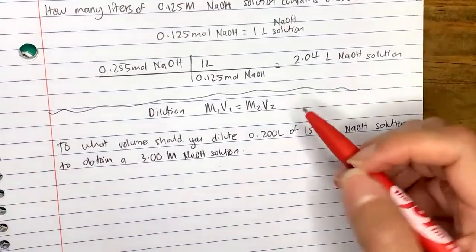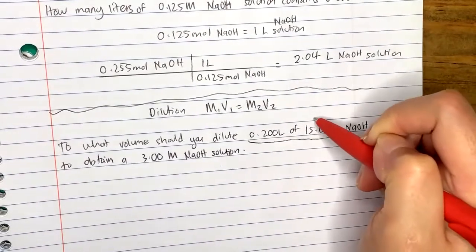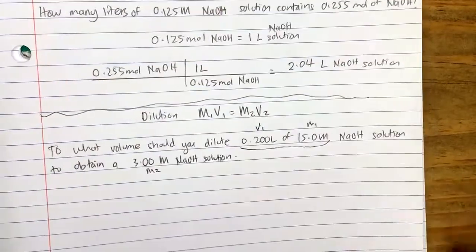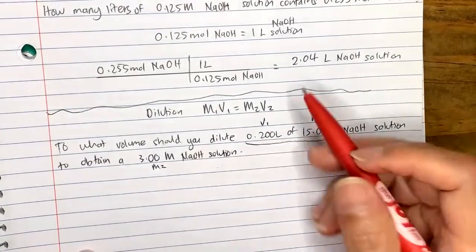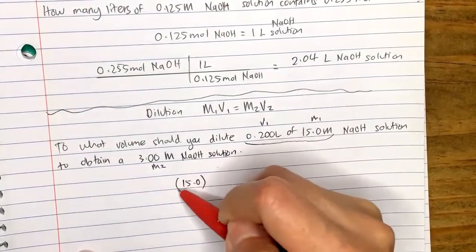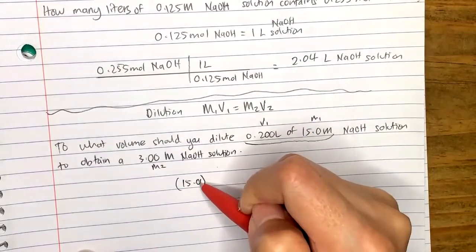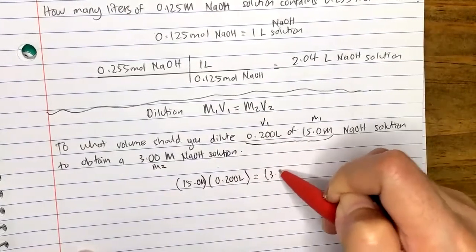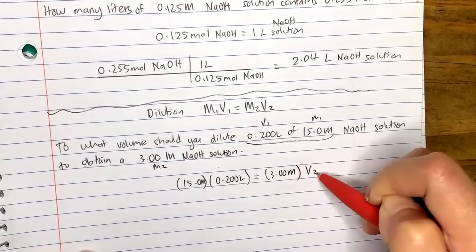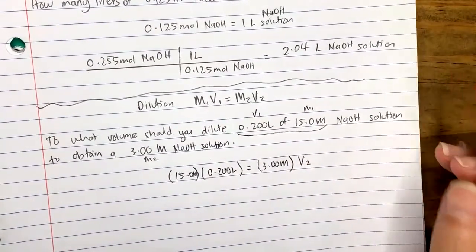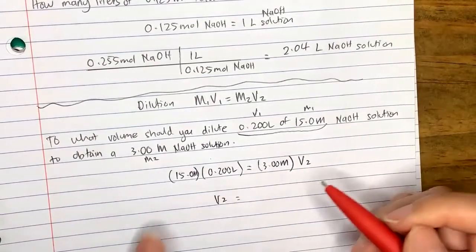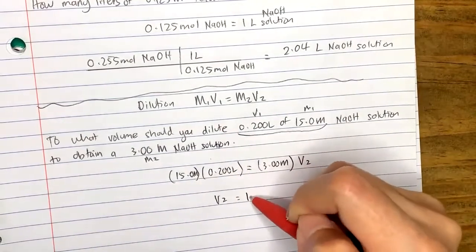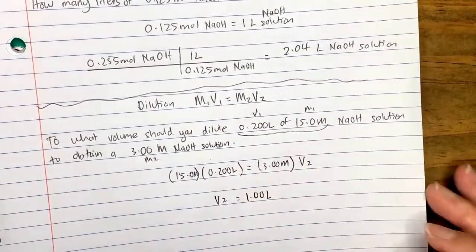Okay, so this is your original. So this is my M1, this is my V1. Okay, and this is my M2, my new molarity. All we have to look for is V2. So you set out your equation M1, 15.0 molarity times 0.200 liter equals 3.00 molarity times V2 in liters. We don't know what that is. We're trying to solve for it. So to get V2, you have to take 15.0 times 0.200 divided by 3.00, and you will get the answer of 1.00. And that's how you would do a dilution problem.